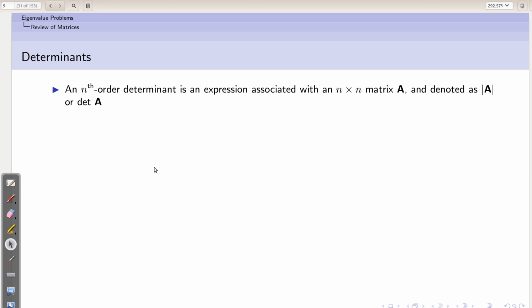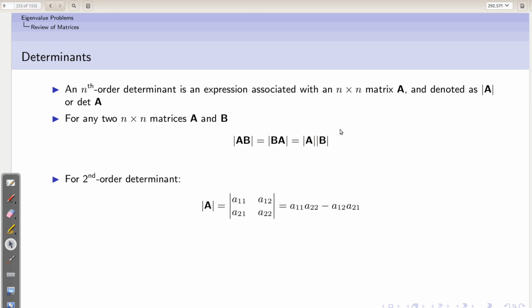Then determinants. The nth order determinant is an expression associated with an n cross n matrix A, and it is denoted either by putting two vertical bars or by writing det A. So it is an expression associated with this matrix. For any two matrices A and B, if I take the product and find the determinant, the order does not matter, whether it's AB or BA. You might as well just take the determinant of A and multiply with the determinant of B.